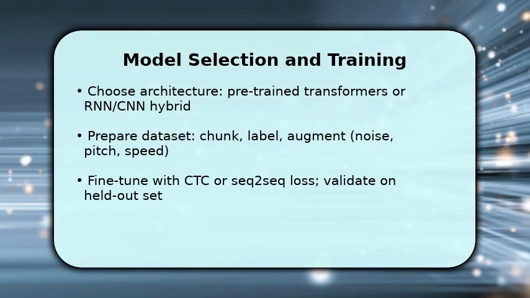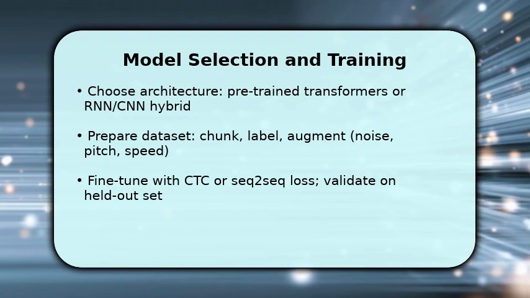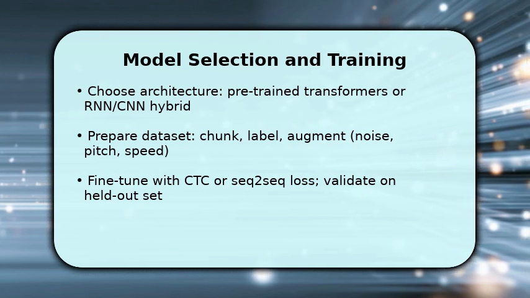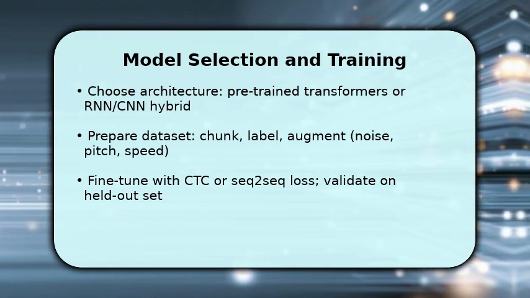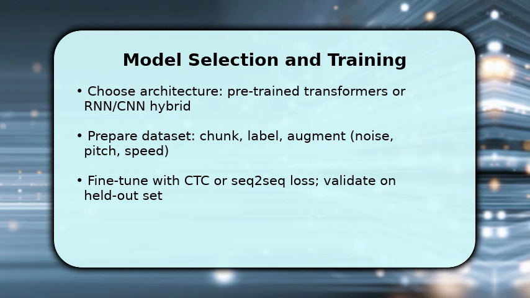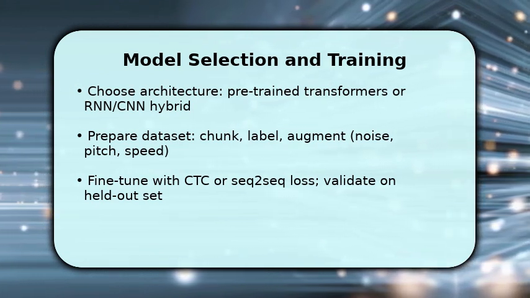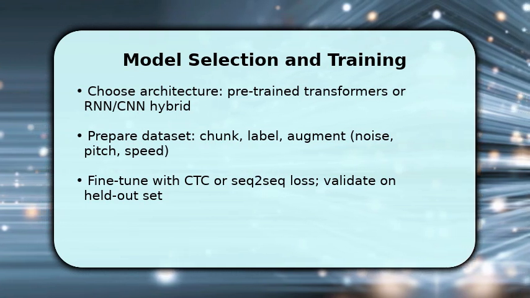You pick a practical model next. Use a pre-trained transformer ASR or a lightweight RNN/CNN hybrid for on-device needs. Once chosen, preprocess audio into framed spectrograms or MFCC, then apply augmentation. Add background noise, vary pitch and speed to improve robustness.